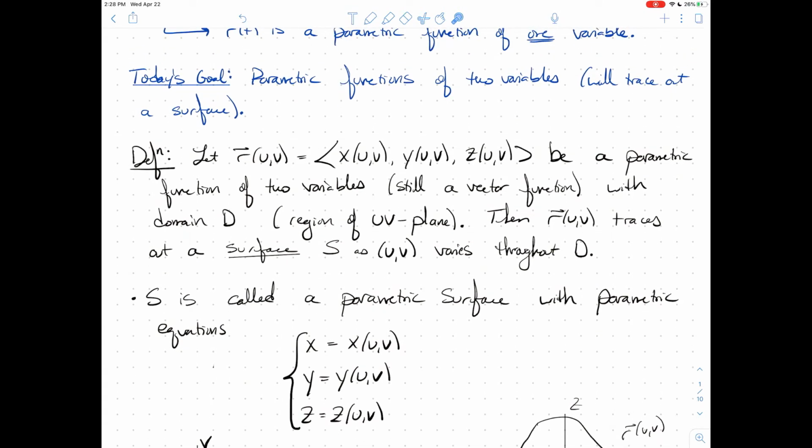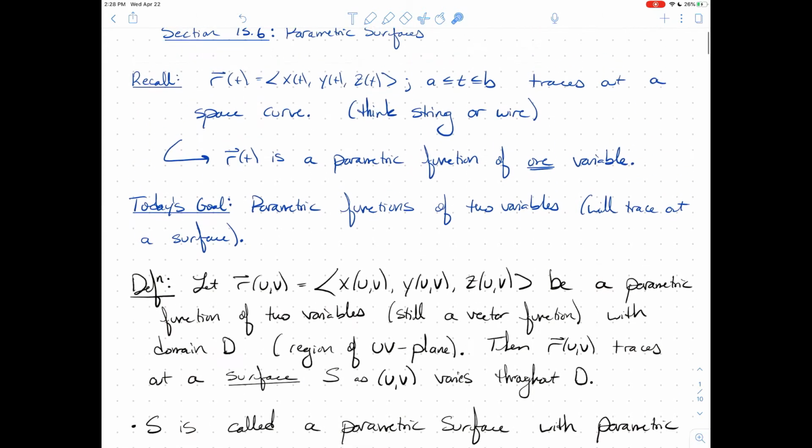We'll go right here. So let r of u and v be a parametric function of two variables, and you just have three component functions, still x, y, and z, and each component is a function of the two variables u and v. All right, this is still a vector function. The output, when you plug in a point (u, v), you get out a vector. It's still a parametric function. It's just that now there are two input variables involved instead of just one.